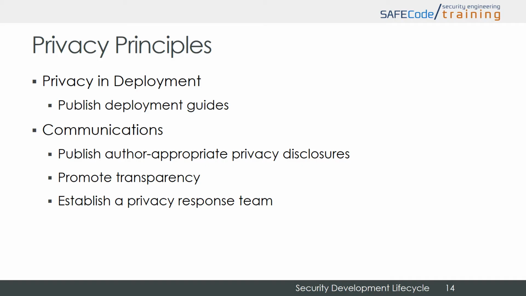Privacy in deployments declares that privacy mechanisms should be documented for administrators and users. An example would be a detailed definition of where privacy-relevant data is stored so it can be handled accordingly. The communication principle finally includes the publication of privacy statements. It should also promote transparency. And ideally, you also have a privacy response team, which is dedicated to handling privacy issues.